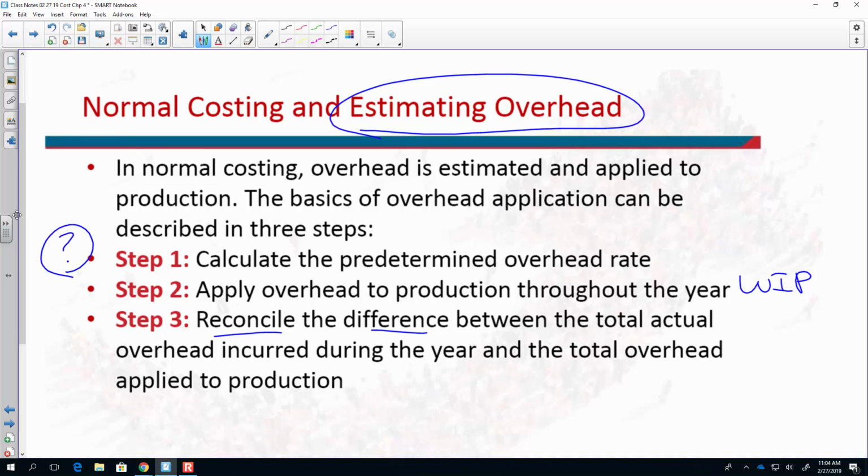The first step is the hardest. Not for you, we'll give you the numbers, but in real life, it's extremely difficult to come up with a rate. So we'll talk about that once we start doing some problems.